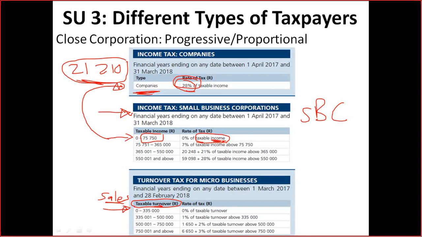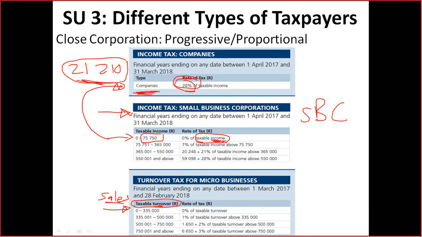So if I'm paying for water and lights, if I'm paying for rent, if I'm paying for stationery, those are expenses. If those expenses are used for me to run my business, I'm going to claim that when I submit my return. Does that make sense? Yes, sir. Okay, we'll learn about deductions later on in more detail.